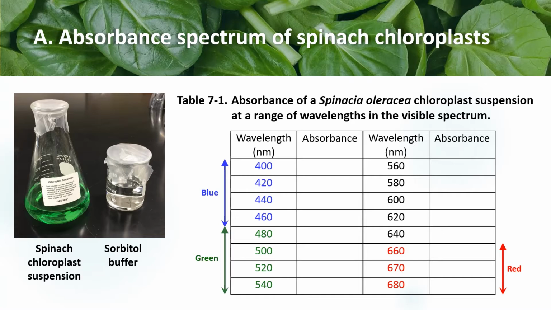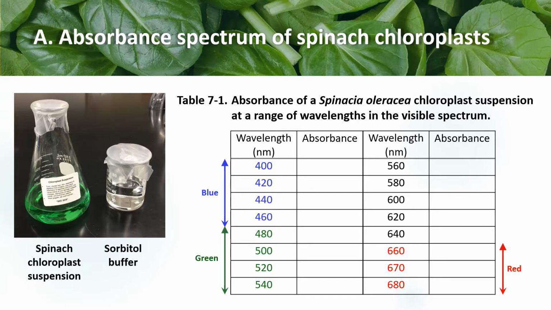You're going to take that information and make a plot. It will be an absorption spectrum. On the y-axis, you'll have absorbance. On the x-axis, you'll have the wavelength. It is assumed that the wavelengths of light that are maximally absorbed are also the wavelengths of light where we are going to have the highest rates of photosynthetic activity. And this leads into part B.